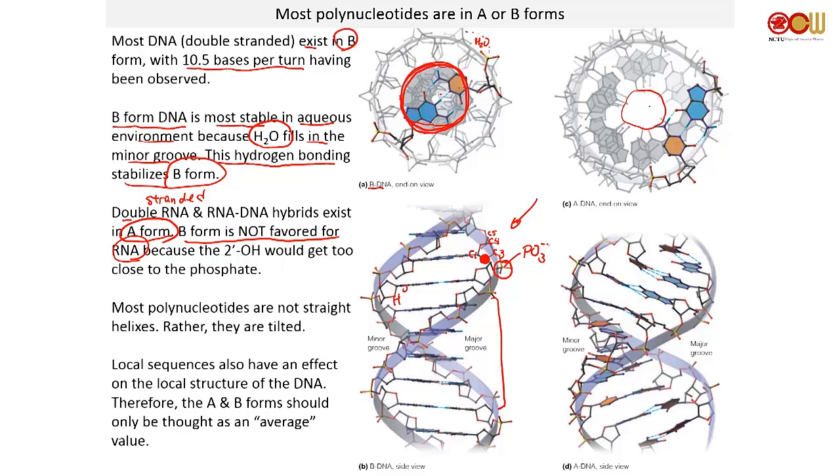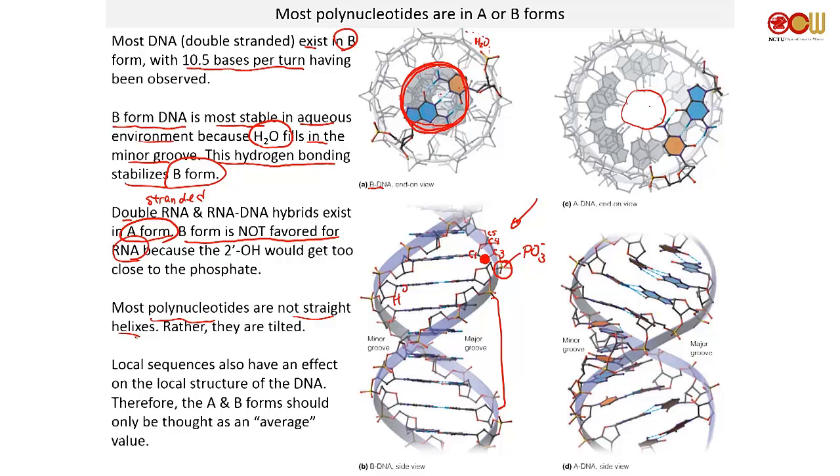Also, most polynucleotides are not straight helices; rather, they're tilted, because that's just how it is. It's chemistry. You don't have a perfect helix going up and down. It's slightly tilted. All right.